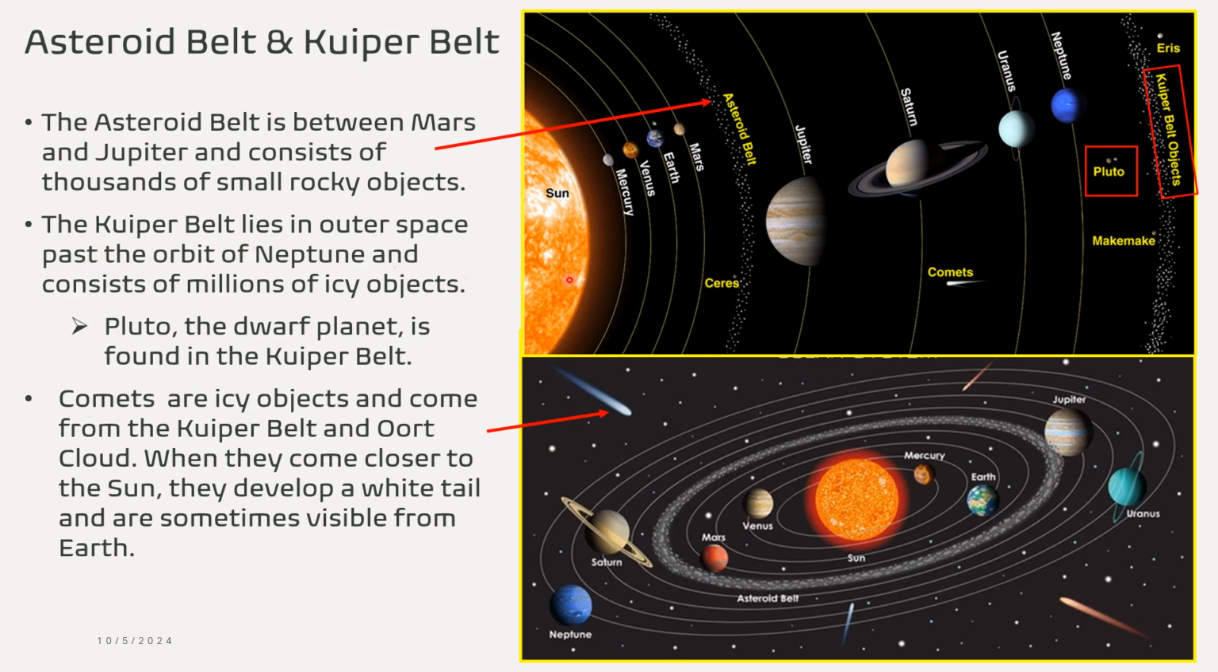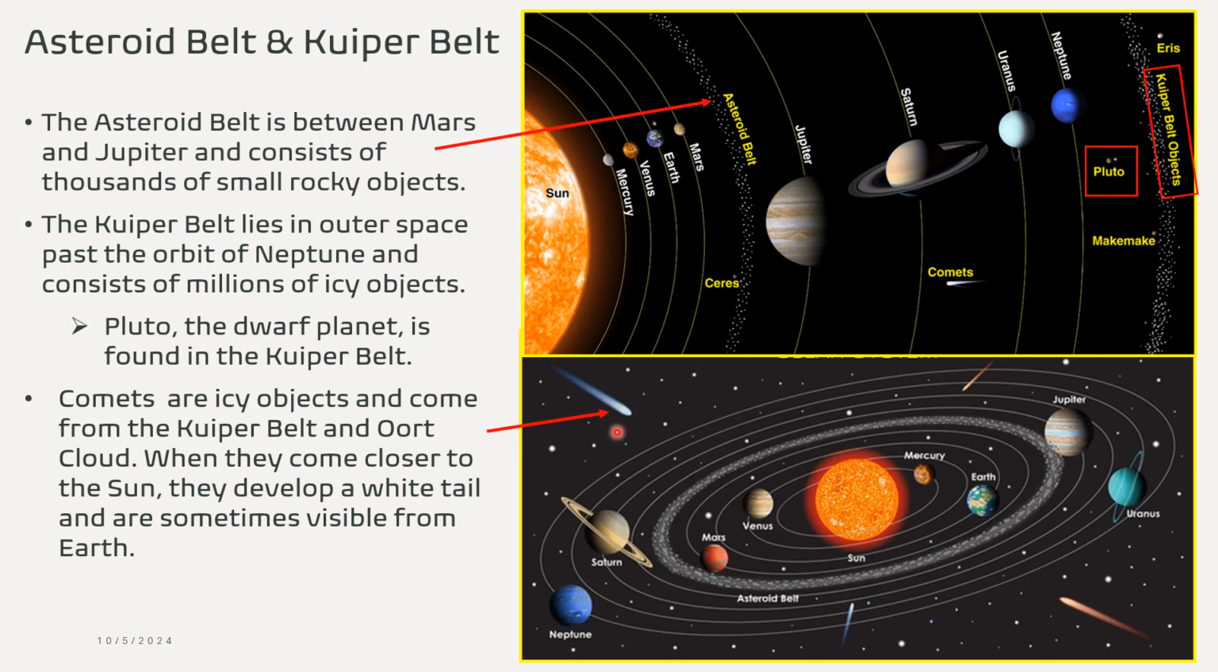The Kuiper belt is on the very far edge of our solar system, past the orbit of Neptune, and because it's so very far away from the sun, the Kuiper belt consists of millions of icy objects, things that are frozen, like frozen gases and icy objects. And then Pluto, there's Pluto. Pluto is also part of the Kuiper belt. It moves in that same region.